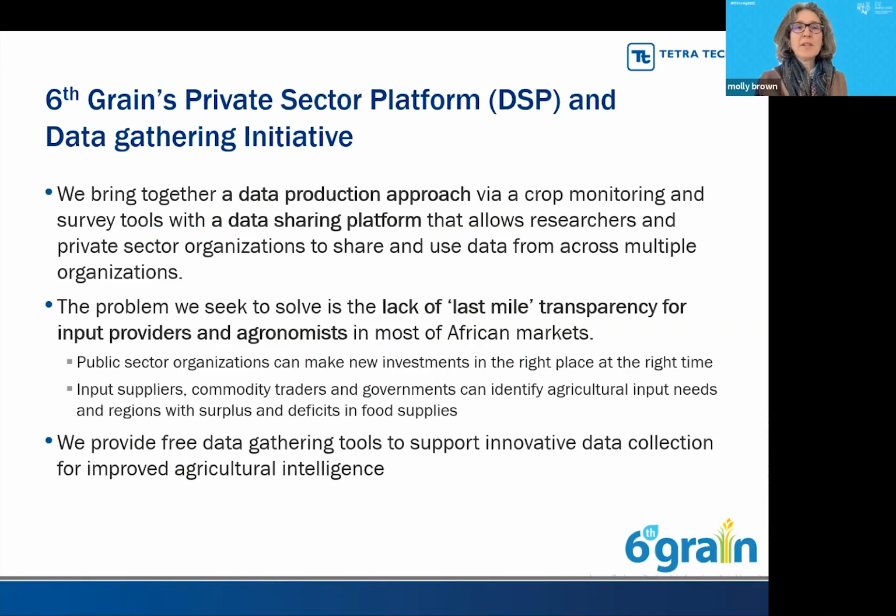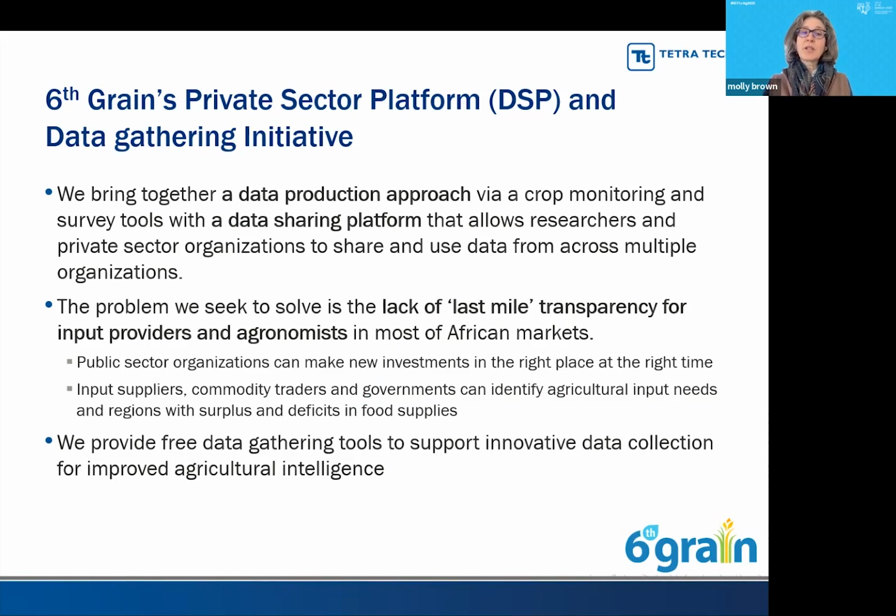What we have developed here is a private sector platform where we've engaged with companies such as Syngenta and BASF and other organizations within Africa to share the data they've already collected, in order to understand the broader uses of this information.